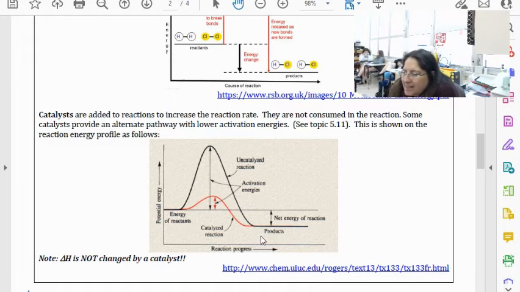Delta H is not changed if you use a catalyst, because remember delta H is the difference between your reactants and your products. So this has just lowered the activation energy. It hasn't changed this net energy here.